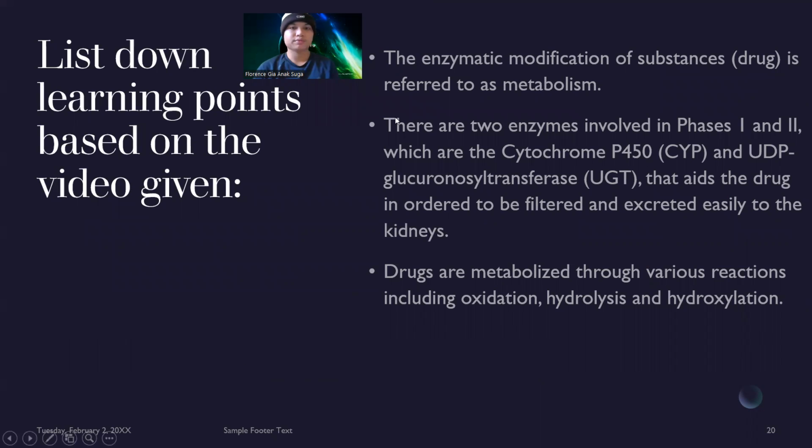So the learning point based on the video given is that the enzymatic modification of a substance, the drug itself, is referred to as metabolism. There are two types of enzymes involved in phase 1 and 2, which are cytochrome P450, which is CYP, and UDP glucuronosyltransferase, known as UGT, that aids the drug in order to be filtered and easily excreted by the kidneys. Drugs are metabolized through various reactions, including oxidation, hydrolysis, and hydroxylation.